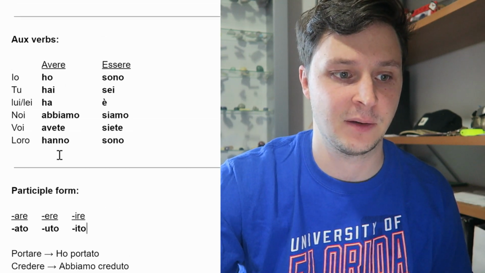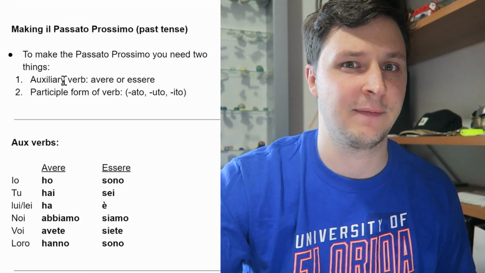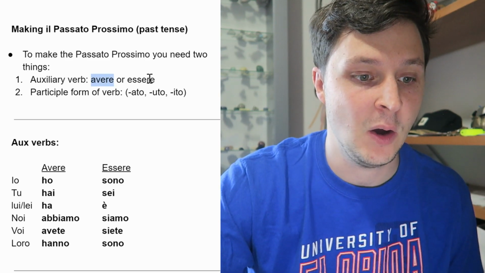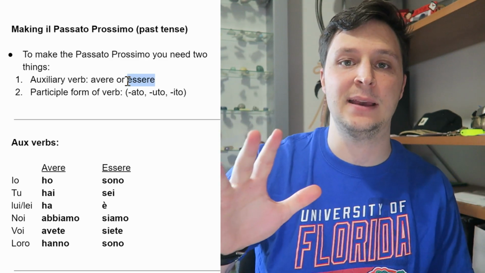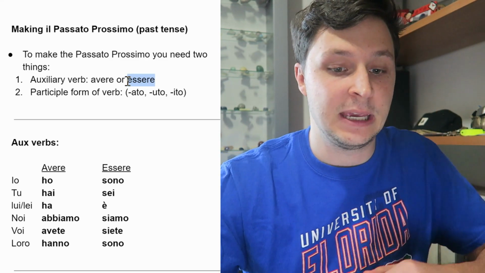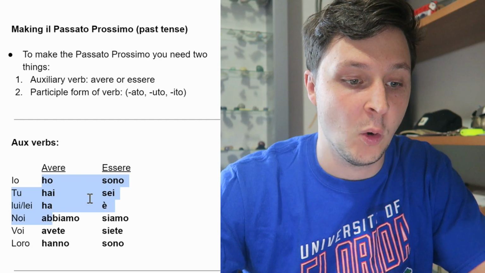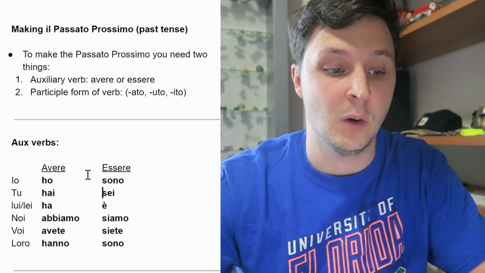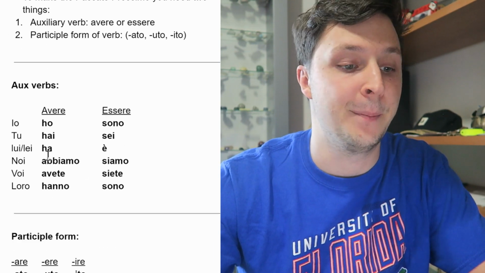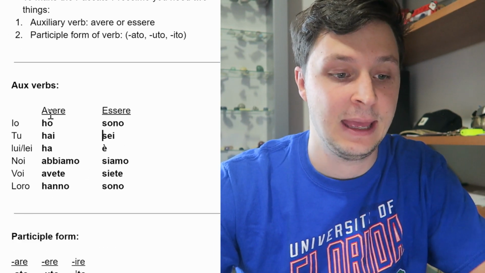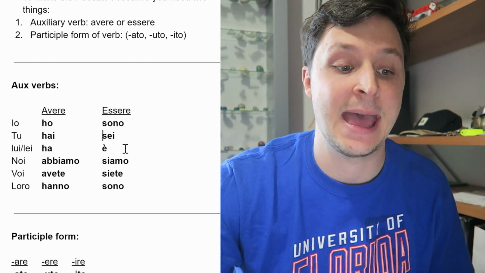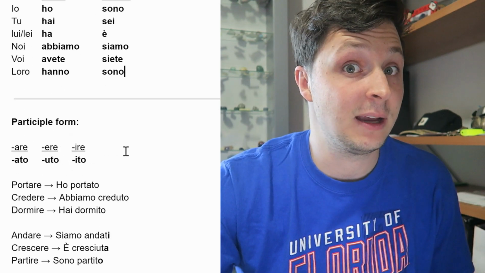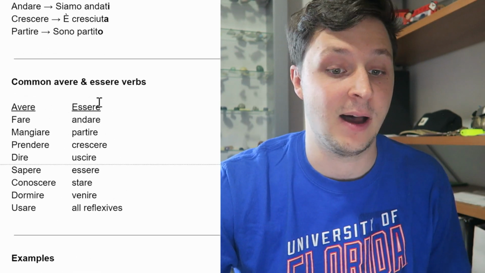So let's go back to step one, which is finding the auxiliary verb. The auxiliary will be either avere or essere. So when you make the past tense, the first word will either be one of these words or one of these words, depending on the verb. So you guys know these: ho, hai, ha, abbiamo, avete, hanno. Those are avere. And then essere: sono, sei, è, siamo, siete, sono. And these are essere.